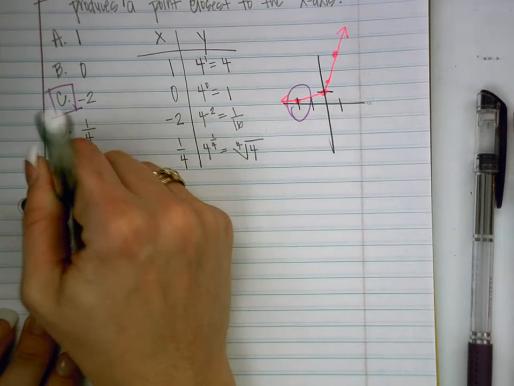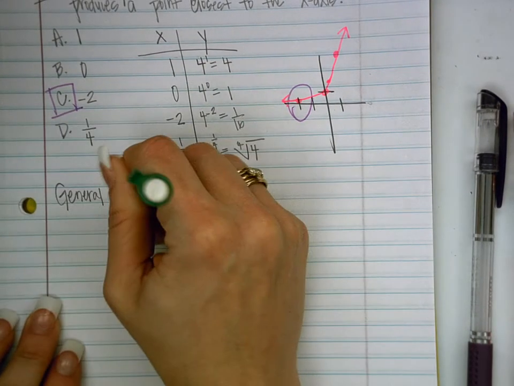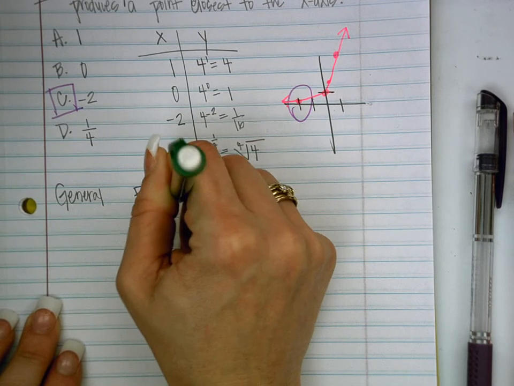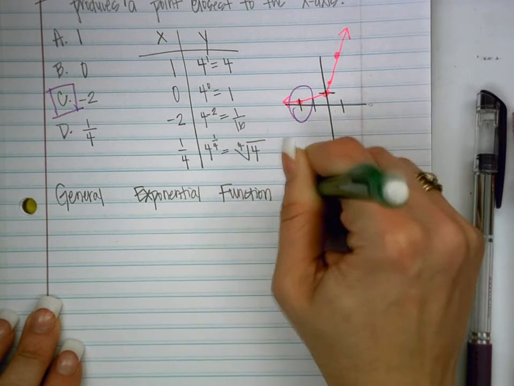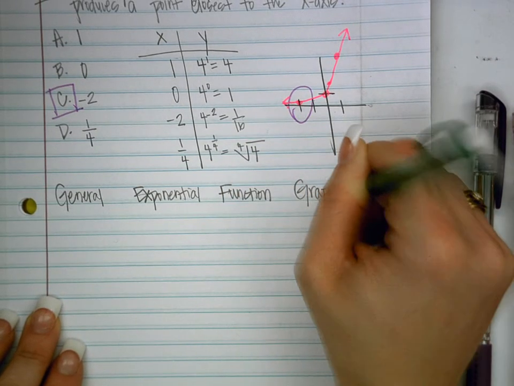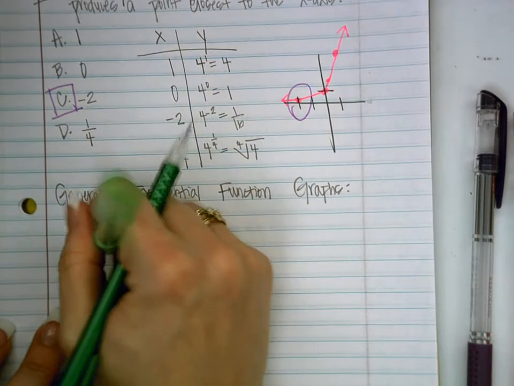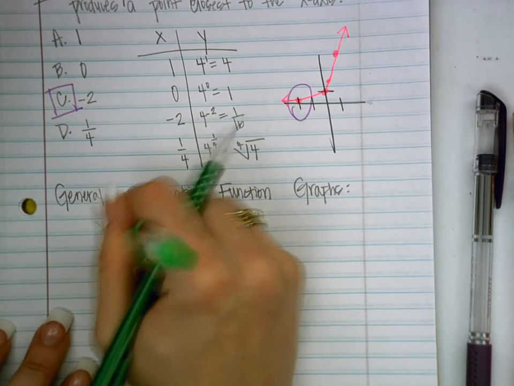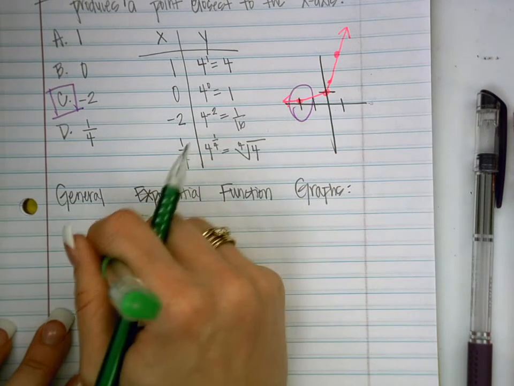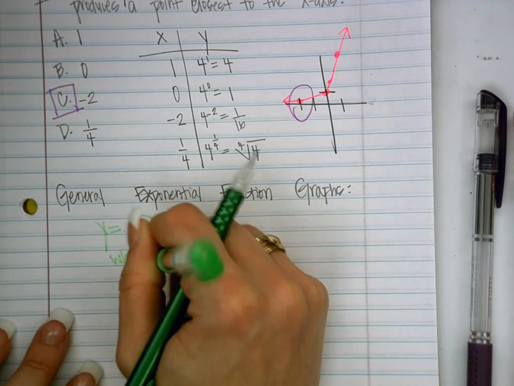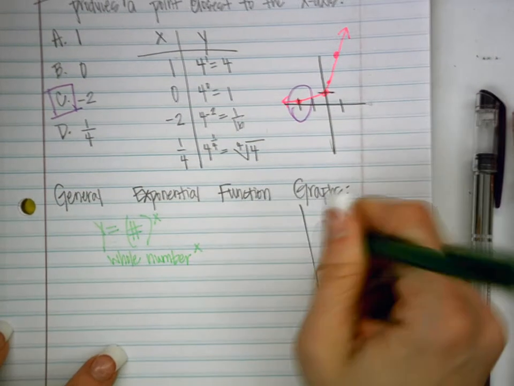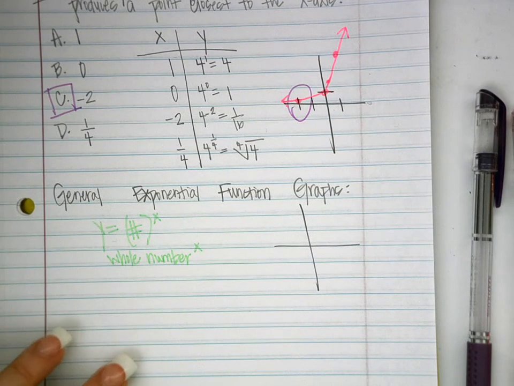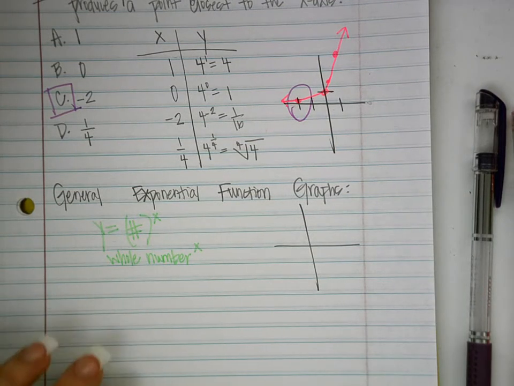The general rule, general exponential function graphs. There is a general rule that basically tells you anytime you have y equals a whole number to the x. Based on example 1 and example 3, what do you think they're going to look like? Look at the whole number graphs.